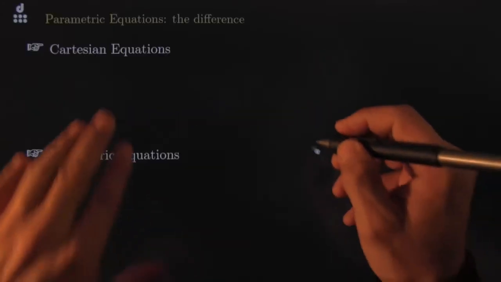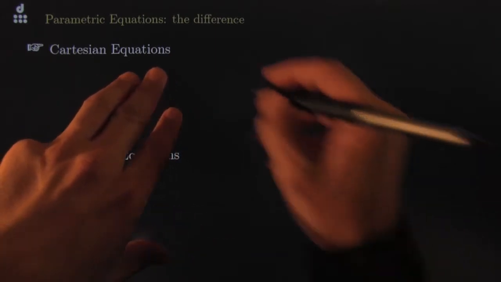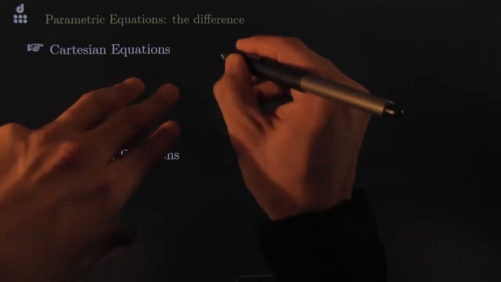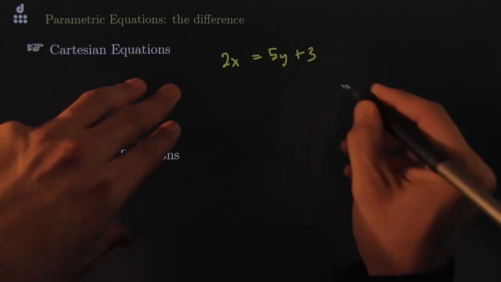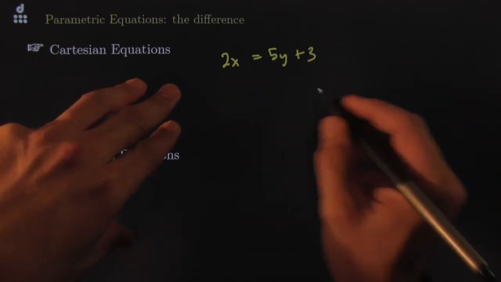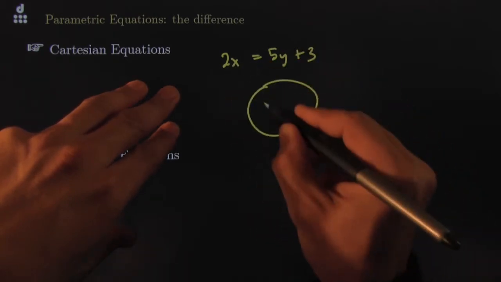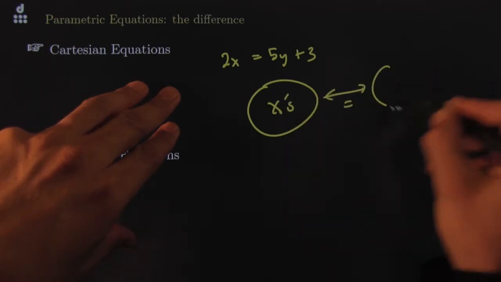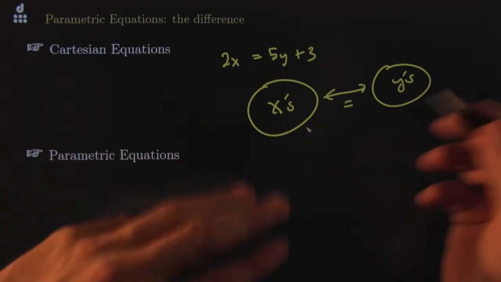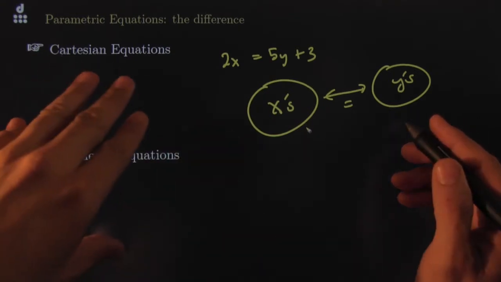For example, take Cartesian equations. You're probably familiar with Cartesian equations. They look more or less like this. They have some x's like 2x, and they have some y's, 5y plus 3, some variation of that. The key characteristic to note from here is that you have a bunch of x's and they're equal to a bunch of y's, and then you might have a mixture of them, whatever. Sometimes you have x's on both sides. That's the gist of Cartesian equations.